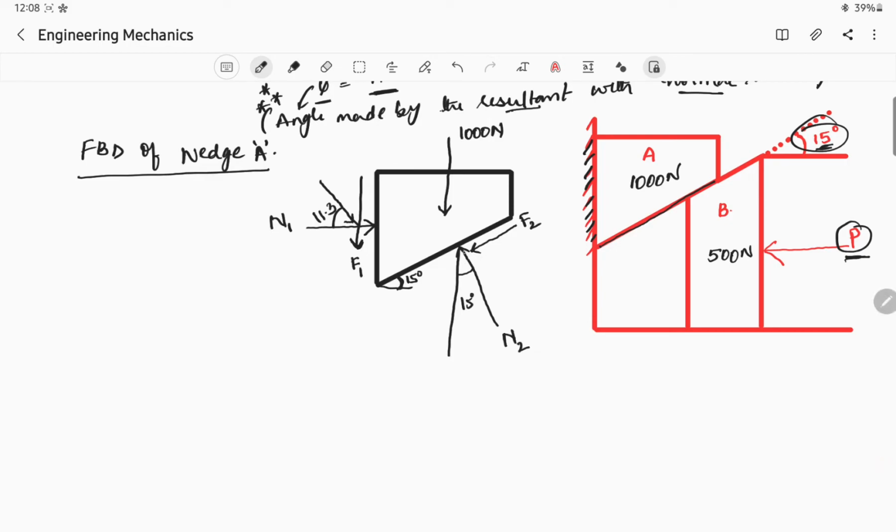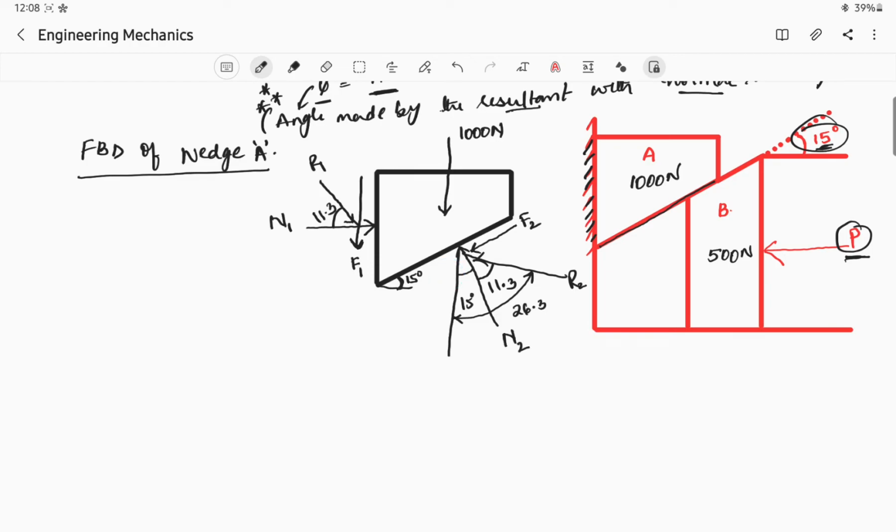Here also, in between F and N we'll be having a resultant, right? So this is R1 and this is R2, and this angle is how much? 11.3 degrees. So the total angle with the y-axis will be 15 plus 11.3, which is 26.3 degrees. Now if you see the figure carefully, we have the resultants, that is R1, R2 and 1000 newtons.